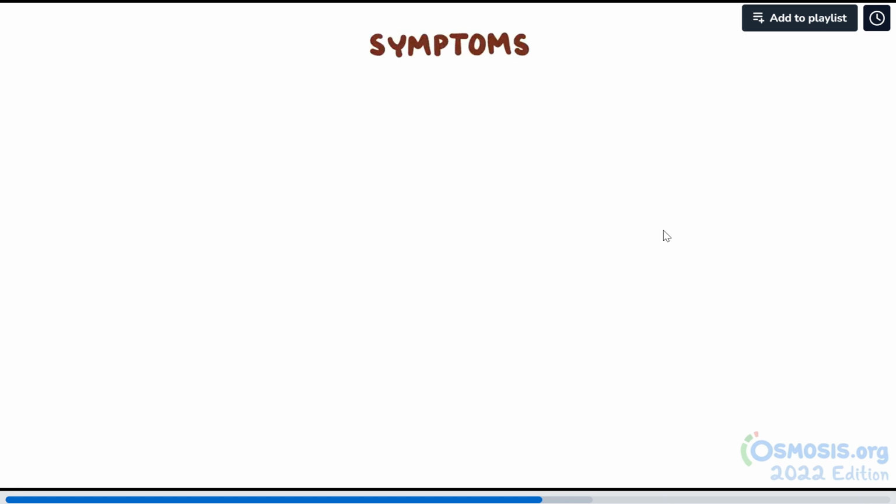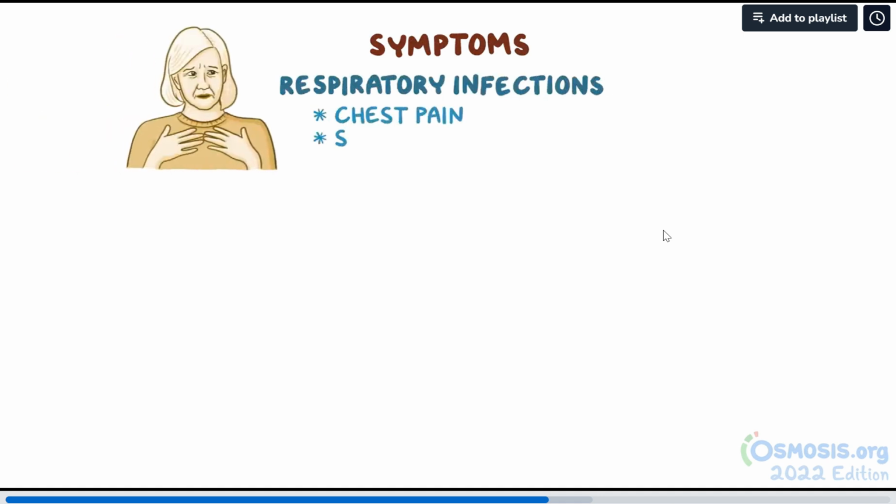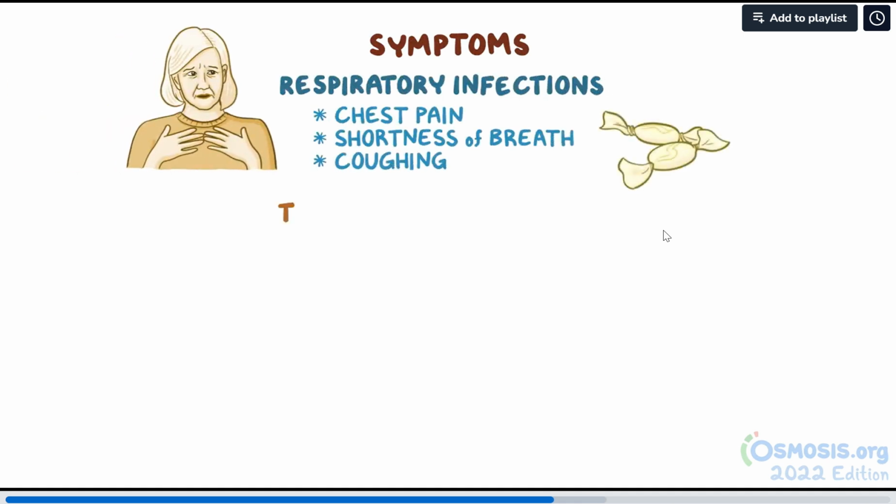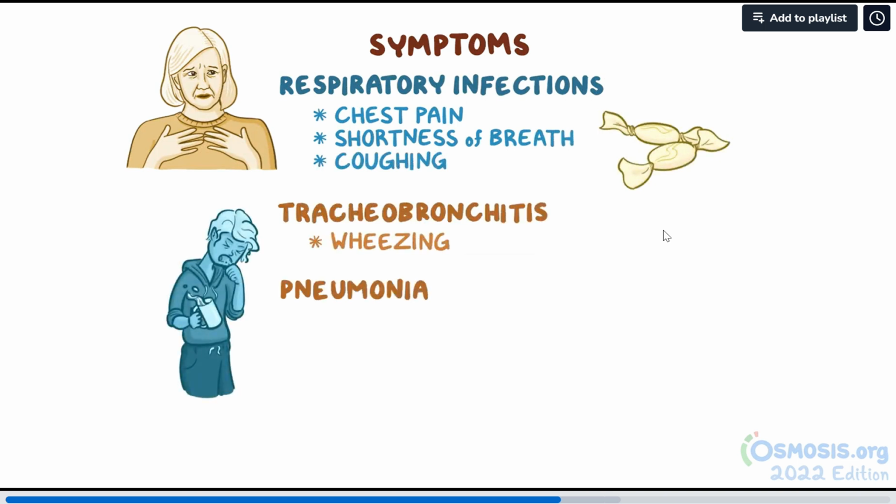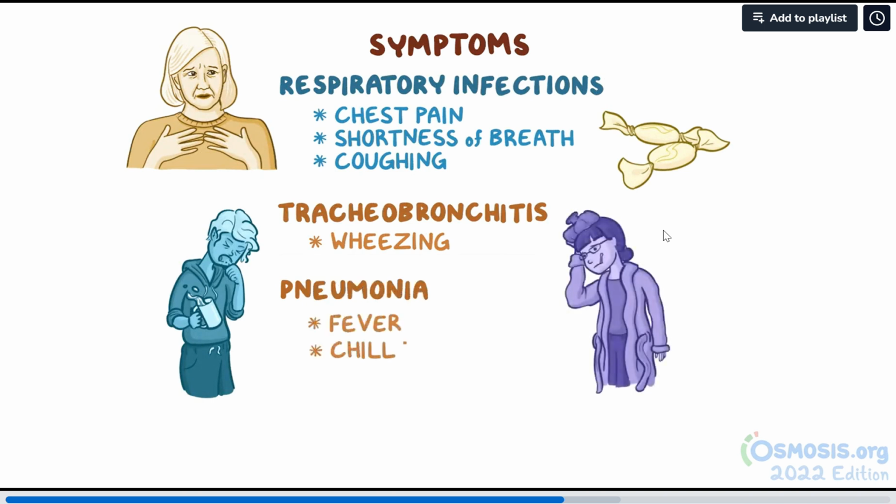Symptoms depend on the disease, so with respiratory infections in general, there may be chest pain, shortness of breath, and coughing. Tracheobronchitis may also associate wheezing, and with pneumonia, there may also be fever and chills.